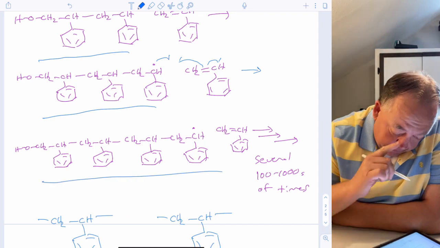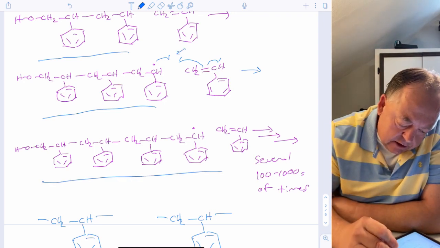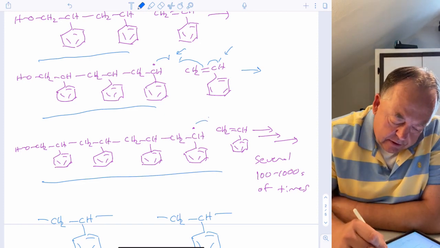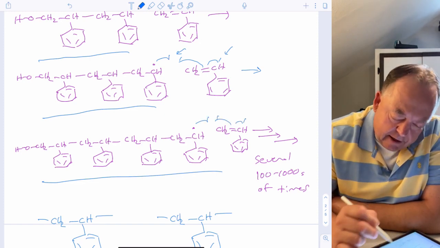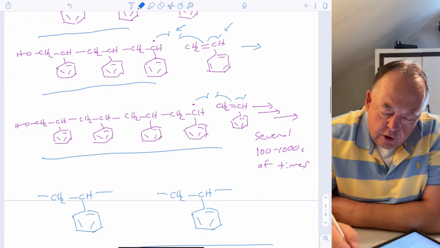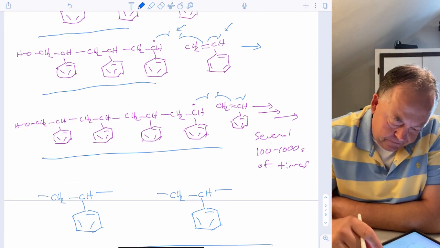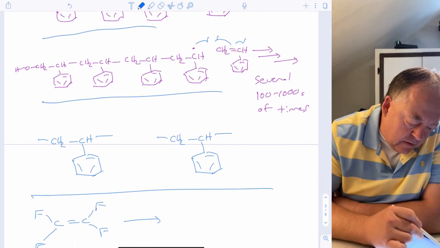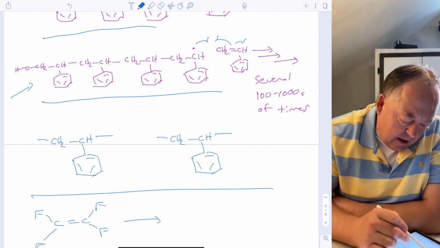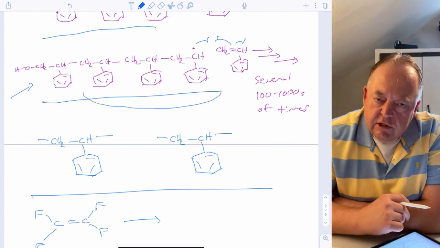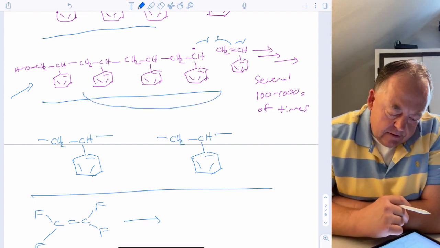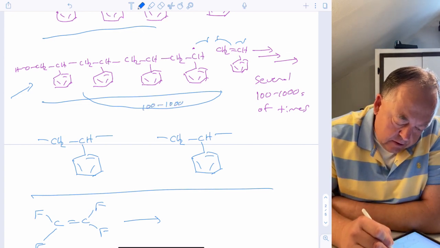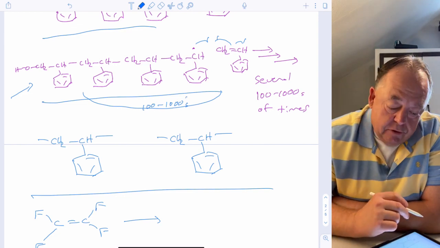Okay, so if this happens, you make this bond, now you get the free radical there. Now you have this alkyl radical, and then it can react with itself again. So it can keep doing that several hundred or thousands of times. And so the very end of the polymer is different, but everything after that is just repeating units. There can be hundreds to thousands of these repeating units.